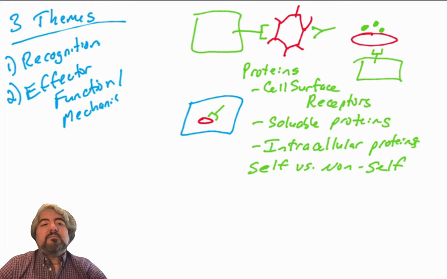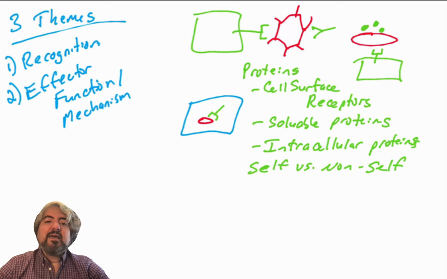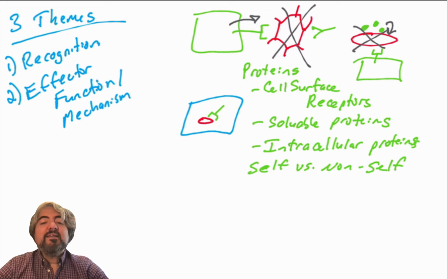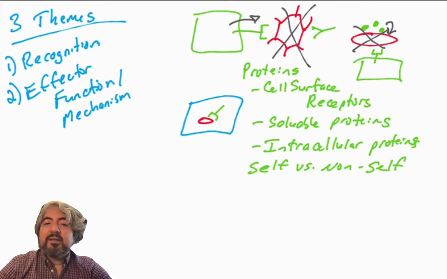Okay. The second theme we're going to see throughout the course is referred to as effector mechanism or effector function. That refers to, okay, the immune system has recognized this pathogen. Well, now we need to stop the pathogen from replicating. We need to disarm the pathogen. We need to destroy the pathogen. So effector mechanisms refer to the mechanisms by which the immune system neutralizes a pathogen, prevents it from replicating, possibly even destroys it. And again, there are many different effector mechanisms because there are many different types of pathogen that can be present in many different locations of the body.